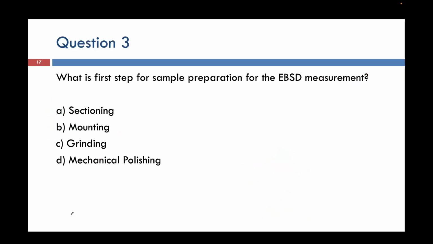Okay, so this is question number 3. What is the first step of sample preparation for the EBSD measurement? This is true for any sample preparation, for the scanning electron microscope, optical microscope, as well as transmission electron microscope. Option A is sectioning, option B mounting, option C grinding, and option D mechanical polishing. Which one will be the correct answer?